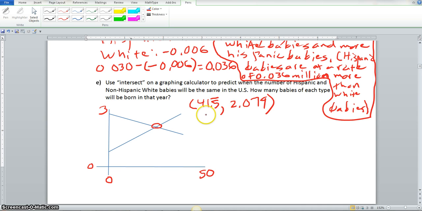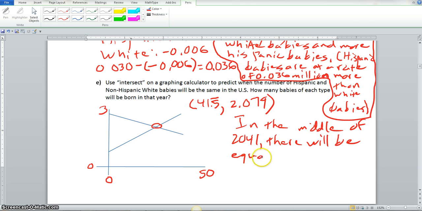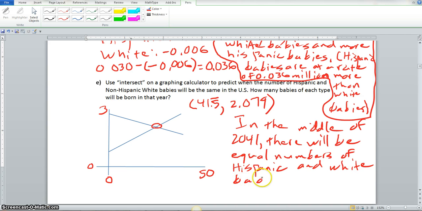Now we know this 41 point repeating 5 is approximately 42. So what we would need to do here is write this out as: in the middle of 2041 there will be equal numbers of Hispanic and white babies born, both at 2.079 million.